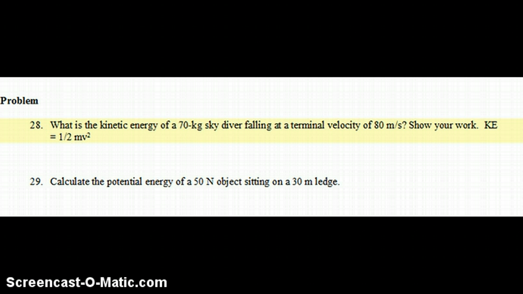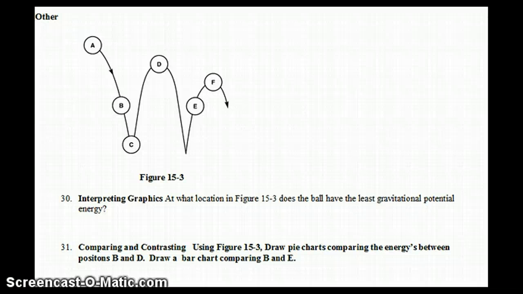28. What is the kinetic energy of a 70 kilogram skydiver falling at a terminal velocity of 80 meters per second? Show your work. Kinetic energy is equal to 1/2 mv squared. Number 29. Calculate the potential energy of a 50 Newton object sitting on a 30-meter ledge. 30. Interpreting graphics. At what location in figure 15-3 does the ball have the least gravitational potential energy?